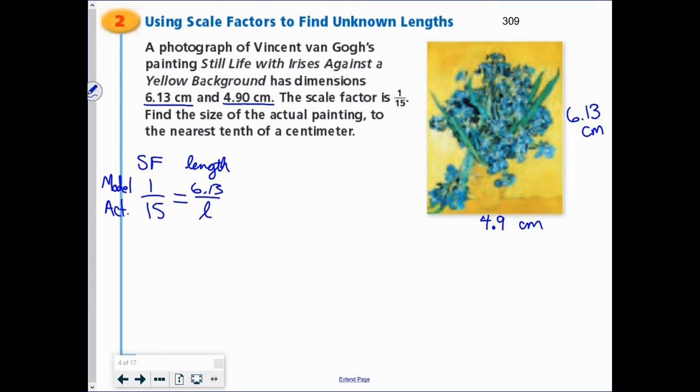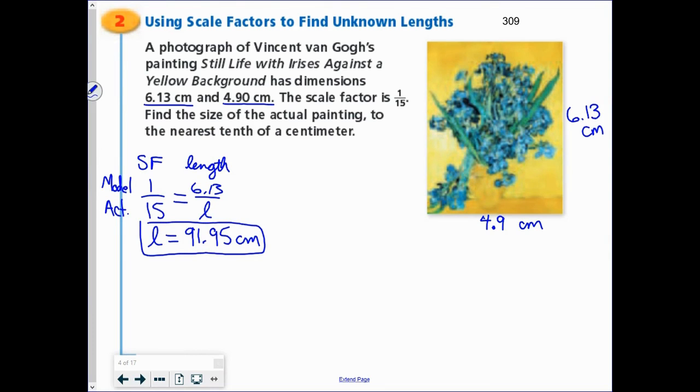So we cross multiply 1L, which is just L, and then 15 times 6.13. So I'm going to pull out my handy dandy calculator and I'm going to multiply 6.13 times 15 and I get 91.95 centimeters. So the length of the original painting, Still Life with Irises, is 91.95 centimeters tall or long.